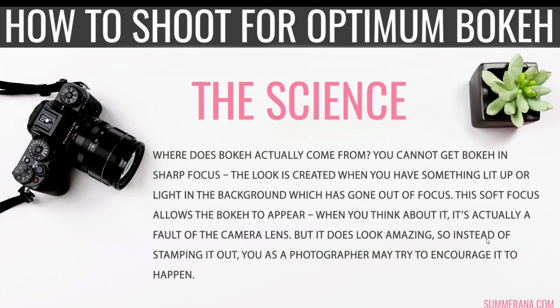Alright, so the science. Where does bokeh actually come from? You cannot get bokeh in sharp focus. The look is created when you have something lit up in the background which has gone out of focus. This soft focus allows the bokeh to appear. When you think about it, it's actually a fault of the camera lens, but it does look amazing, so instead of stamping it out, you as a photographer may try to encourage it to happen.